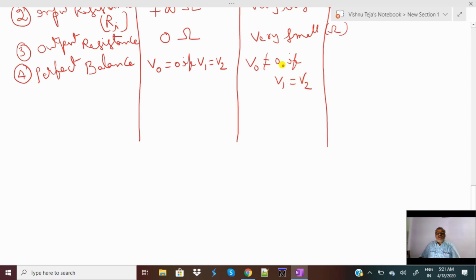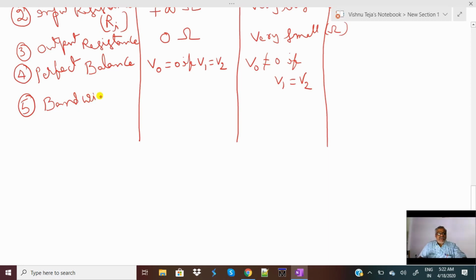This is mainly due to the unavoidable offset voltages at the output of the operational amplifier. In practical circuits, what we do is we always try to minimize the effects of offset voltages and offset currents. Then we nearly get the perfect balance, but we never get a perfect balance in practical applications, which will be very difficult. The next parameter is bandwidth.